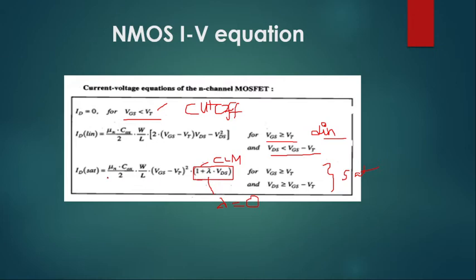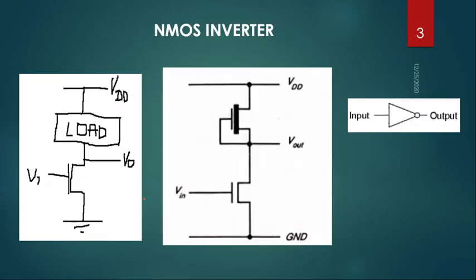And this mu n Cox W upon L is also known as beta. Beta is the transconductance parameter. So mu n Cox W by L can also be written as beta. For this derivation, an NMOS inverter is required.